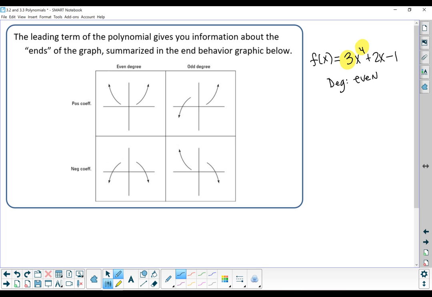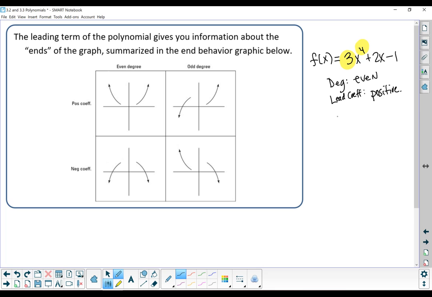And when we're thinking about end behavior, we don't care that it's the number 4. We're thinking about if it's even or odd. So that's an even number. And the leading coefficient of this is 3. What we want to focus on with leading coefficients is whether they are positive or negative. So this is a positive leading coefficient, and it's an even degree polynomial.